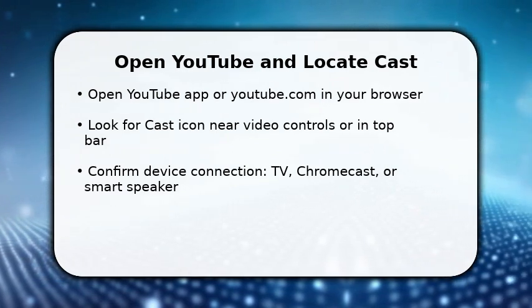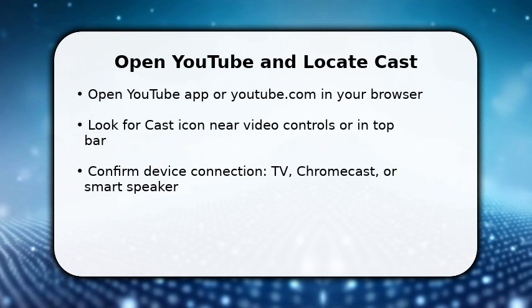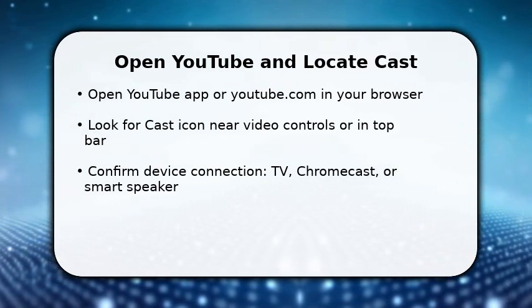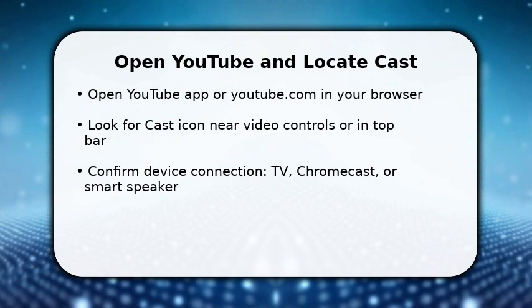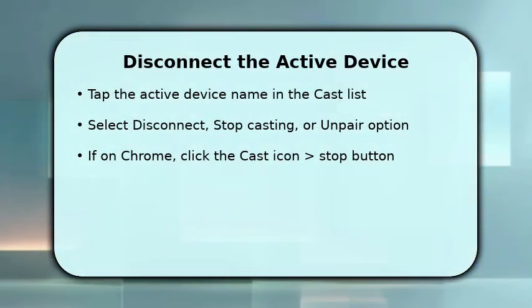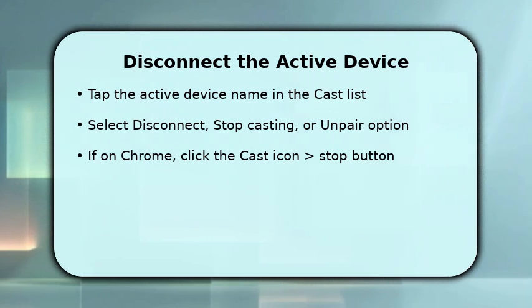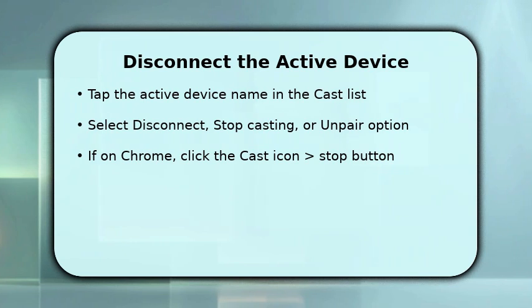Make sure to pause playback first so disabling won't interrupt a show mid-scene, then proceed to the next step to remove the link. Now actively disconnect the selected device. Tap the active device entry and choose Disconnect or Stop Casting. On some devices, the label reads Unpair or Forget.